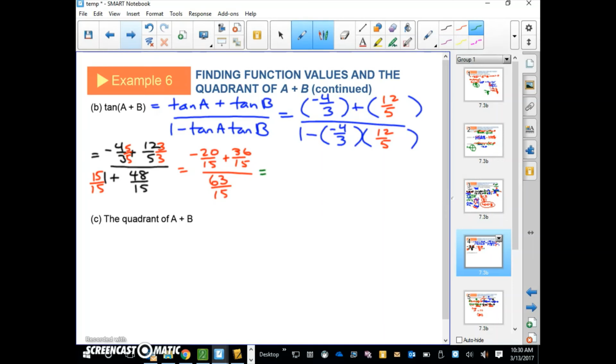And so cleaning up the fractions, negative 20 plus 36 is 16. I have 16/15 over 63/15. And at some point, hopefully you notice that those 15s are just going to cancel out. But if you don't remember that, you're dividing fractions, so let's multiply by the reciprocal. That makes it a little bit more obvious why the 15s cancel out, but we're going to get 16 over 63. So we wanted to know tangent of A plus B. Tangent of A plus B equals 16 over 63.